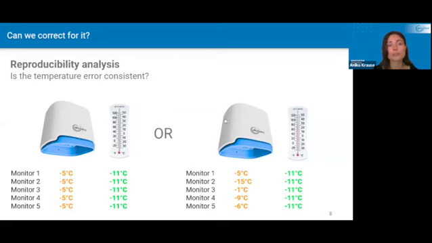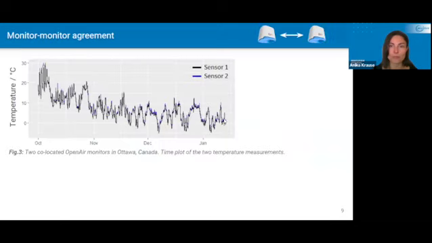And this is called the reproducibility analysis. So we're comparing two AirGradient monitors with each other in the first step. Here you can see how we did that in an example data set from Ottawa in Canada. We compared two AirGradient monitors over a couple of months, you can see here, and the lines of the temperature measurements are almost the same, like they're really well agreeing with each other. So this is a good sign, a good first start.